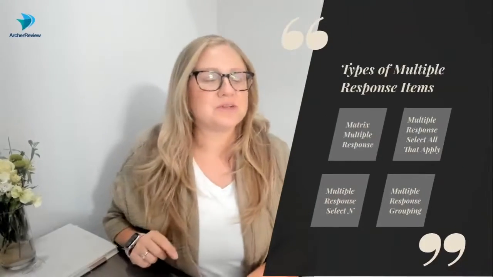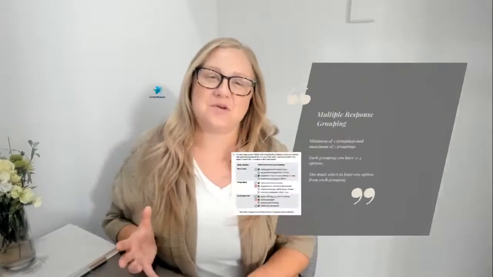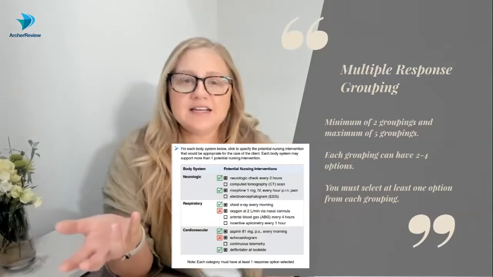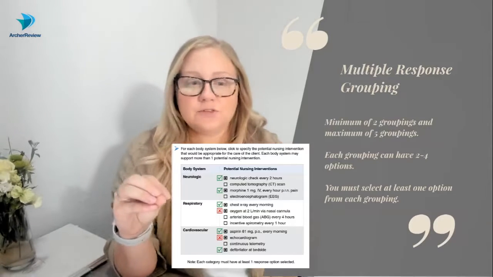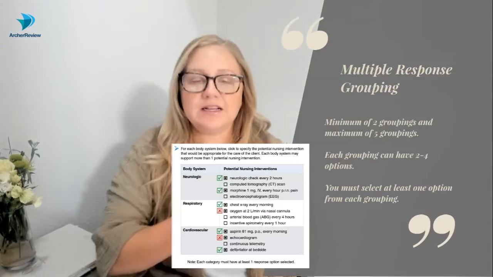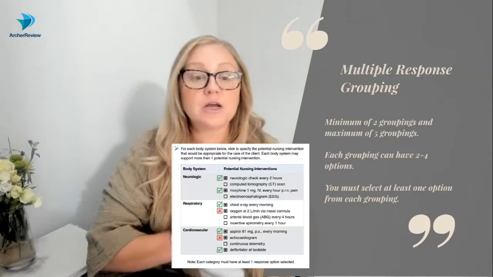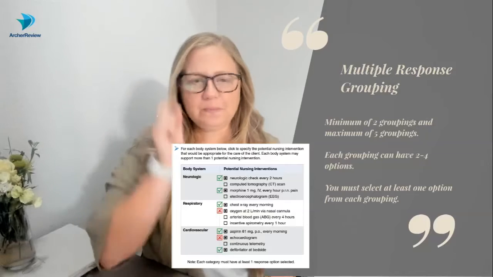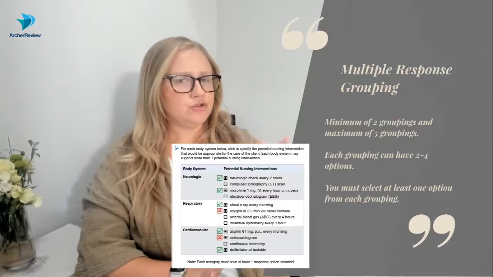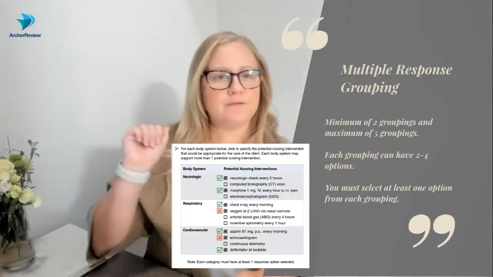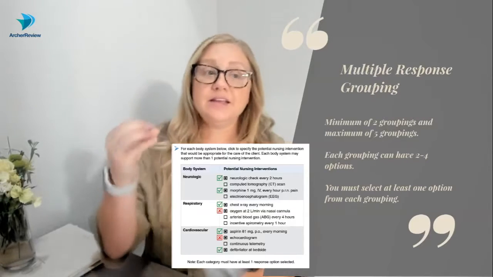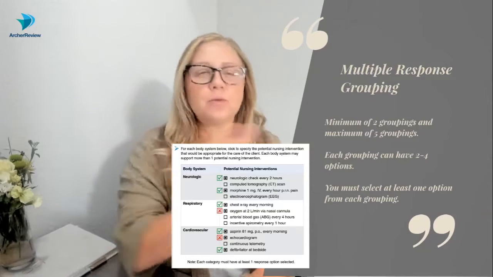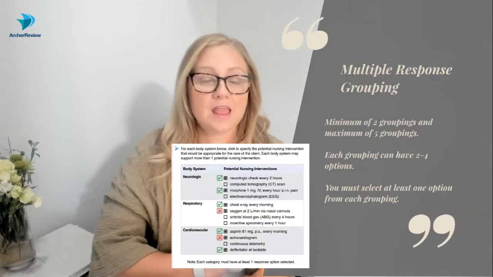The last type of multiple response is called a grouping question. It looks kind of like the grid, but what you see is that you have groupings. So in this demo question, it's body systems. We have a group for neurologic, a group for respiratory, and a group for cardiovascular. These questions will have a minimum of 2 groupings and a maximum of 5 groupings. And each group has somewhere between 2 and 4 options. It's going to be the same number of options for all of the groups.